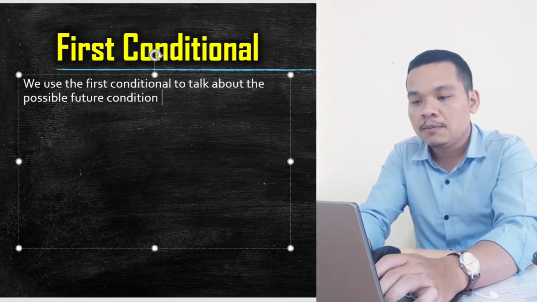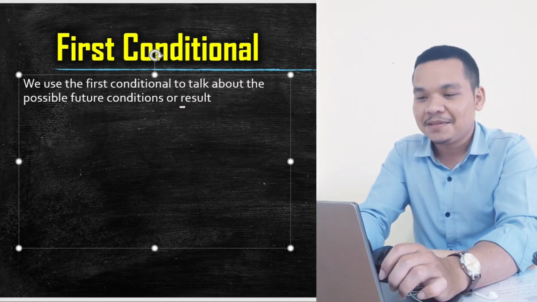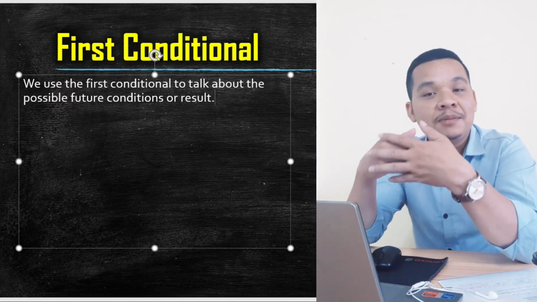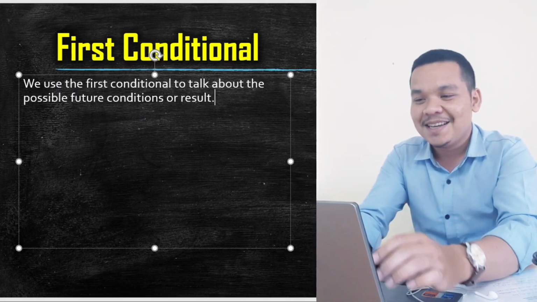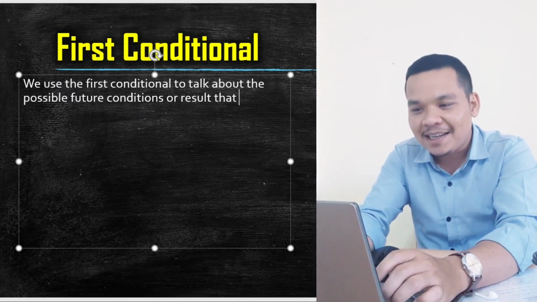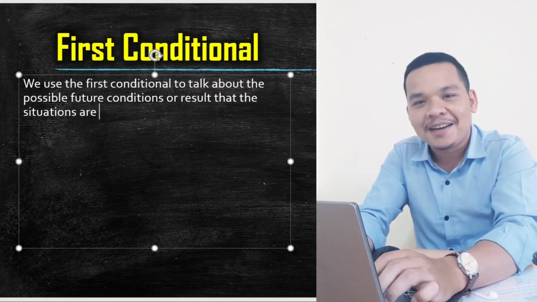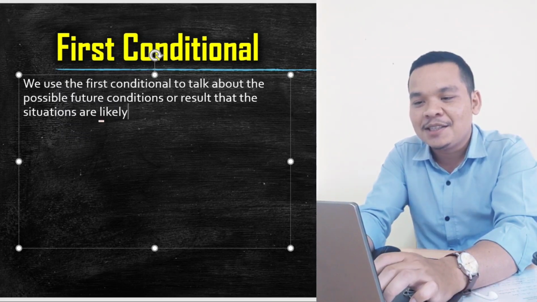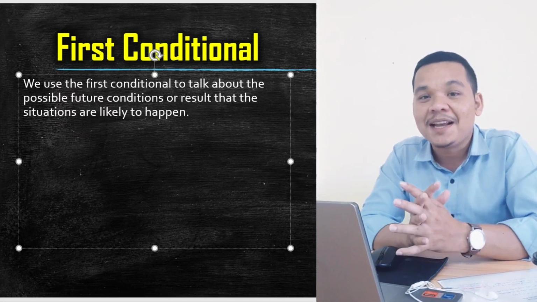We use the first conditional to talk about the possible future condition or result, and we can continue that the situations are likely to happen. What does it mean, likely to happen?